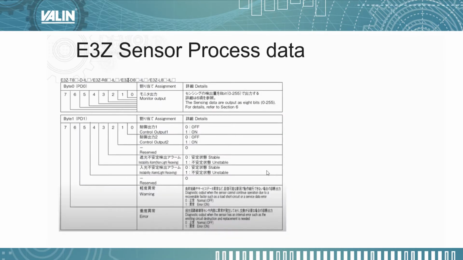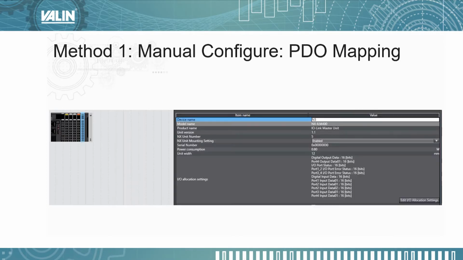If you get an Omron sensor, in the box with the sensor is the mapping data. So here's the data from the sheet for the E3Z sensor, and you can see here's byte 0 referenced. It says it's the monitor output and then what the data is. And then here's byte 1 that shows the function or assignment of each bit and then what that bit value means.